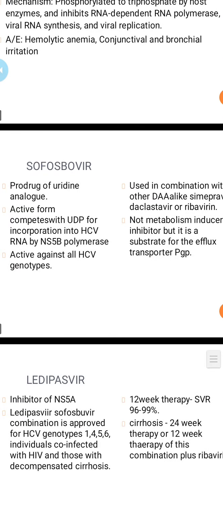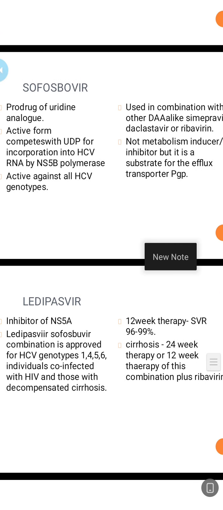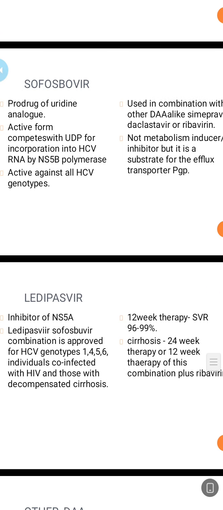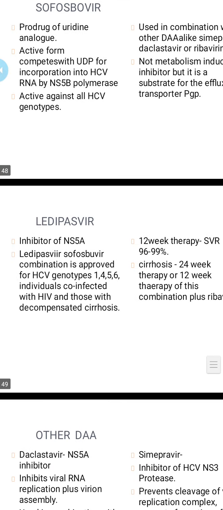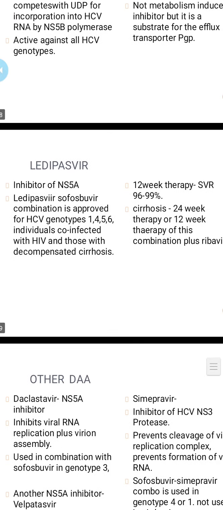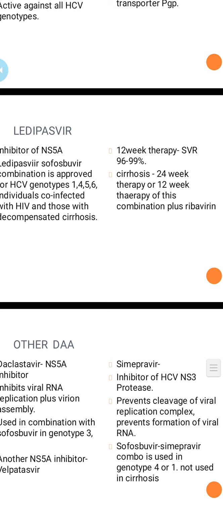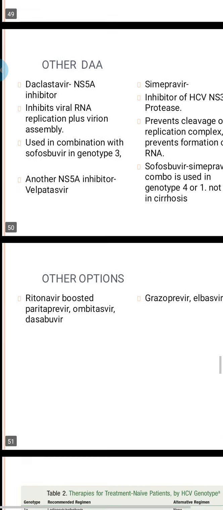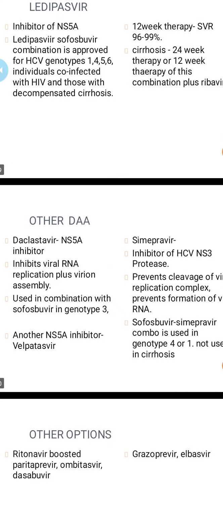Okay, and sofosbuvir is a polymerase inhibitor. Ledipasvir is an inhibitor of the NS5A, that is also a polymerase inhibitor. Not detail is not required for treatment. How long treatment is required? If there is cirrhosis, we continue therapy for 24 weeks, or if it is without cirrhosis, you can continue the therapy for 12 weeks. That can convert into the sustained virological remission in 96 to 99%.